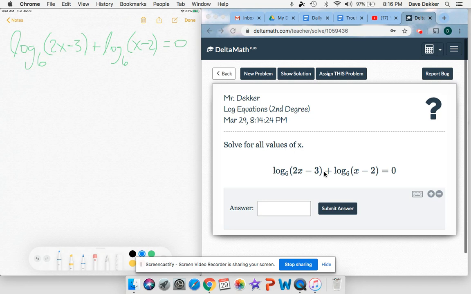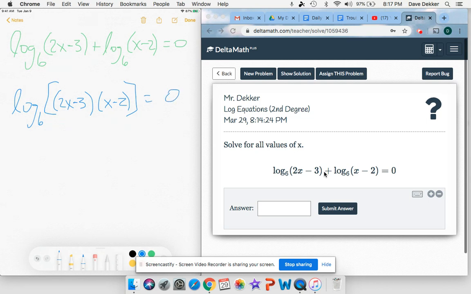Okay, so I can start off by saying I have just one log base 6, but now I need to multiply 2x minus 3 times x minus 2. Those are the two things inside the two separate log ideas in green. Since we're adding, we would multiply those things together. It's still going to equal 0.